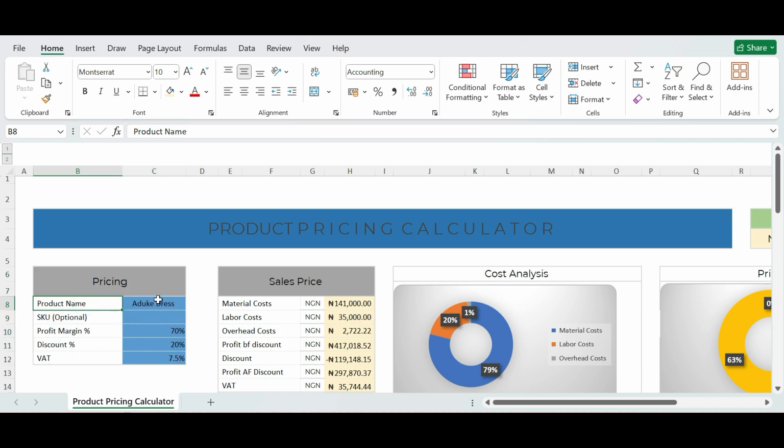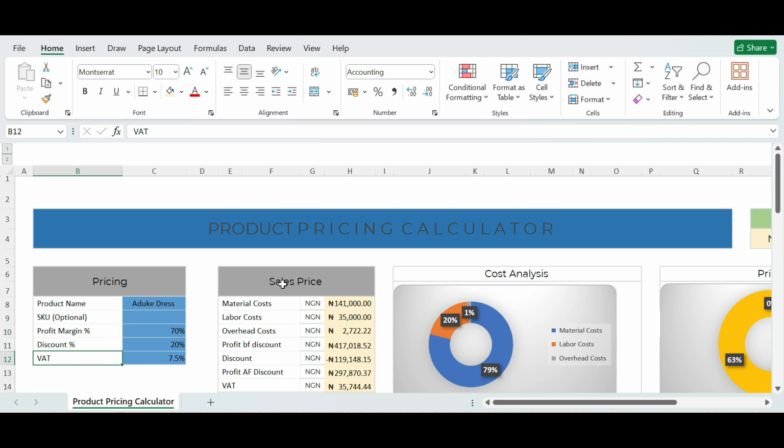The product name. For this particular session, I'm going to be using the fashion designing industry, a tailor, a designer. So the product name is called Aduke Dress. I picked this one from popular Instagram names, how they name their dresses. So I call this one Aduke Dress. The design profit margin for this dress is 70%, and the discount, if you want to give a discount, it's not compulsory. It's 20%, and the value added tax, which will be remitted to government, 7.5%.